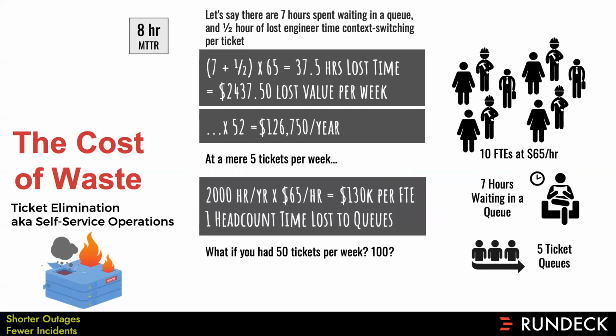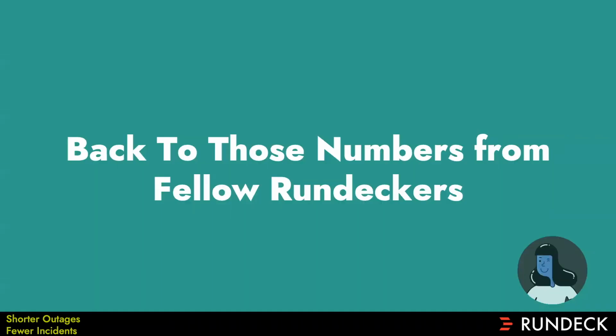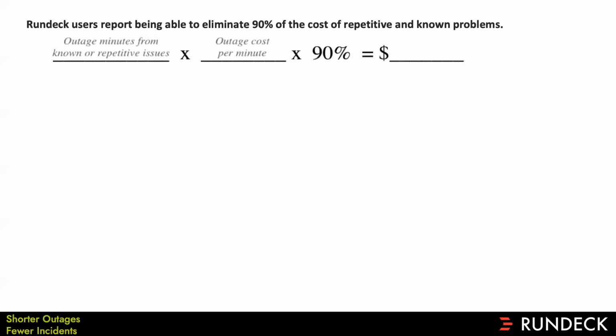What if you had 50 tickets a week? What if you had 100 tickets a week? You know what you have inside of your organization. At 100 tickets per week, again, those conservative estimates for time, that's $2.6 million worth of people not really doing anything, wasting time. But back to those numbers from earlier. Remember I gave you a preview from actual numbers we're getting from Rundeckers out there in the organization. What we're trying to do is resolve an issue as quickly and as effectively as possible. And so we've got automated and standard operating procedures.